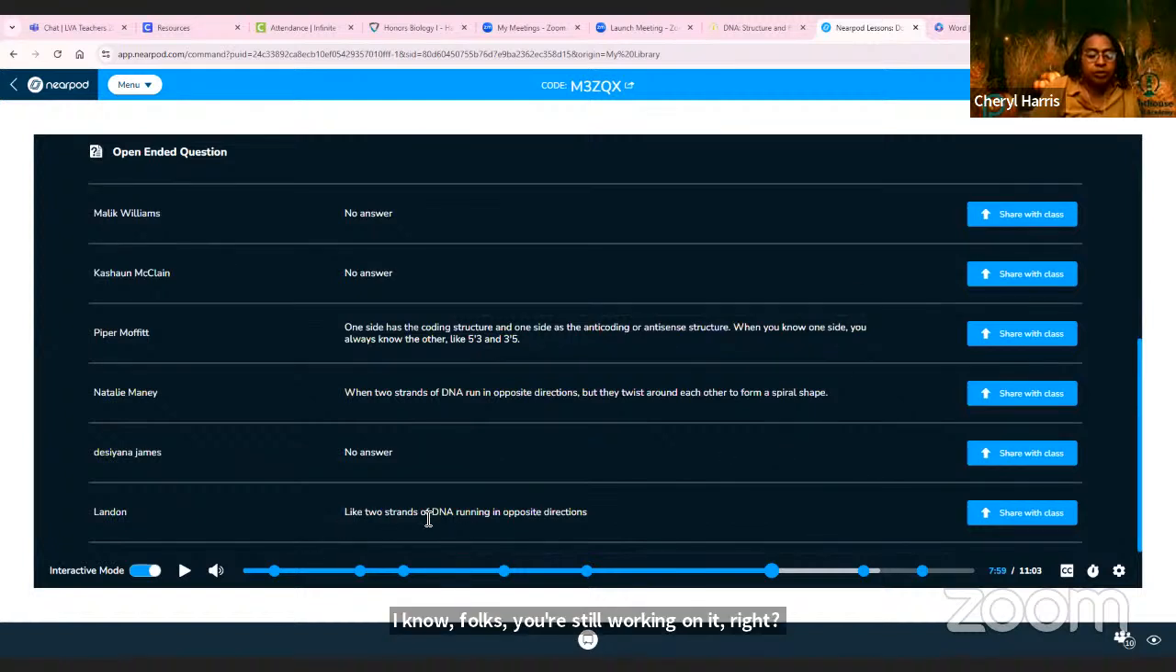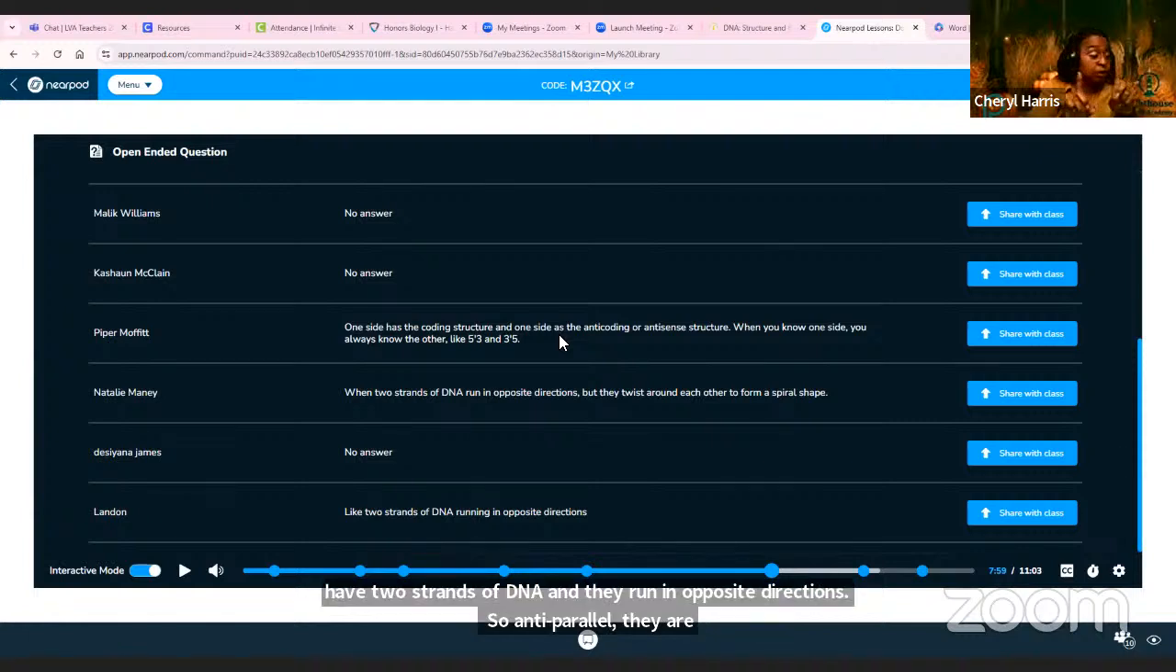All right, that's two strands of DNA. Thank you, Landon. Good answer. When two strands run in opposite direction. And basically, that is the answer, folks. You have two strands of DNA and they run in opposite directions. So anti-parallel, they are lined up with each other, and that's going to be important because we have the base pairing, but they run opposite directions.